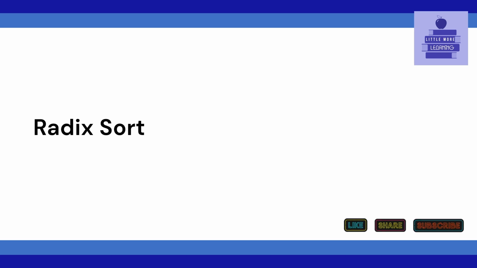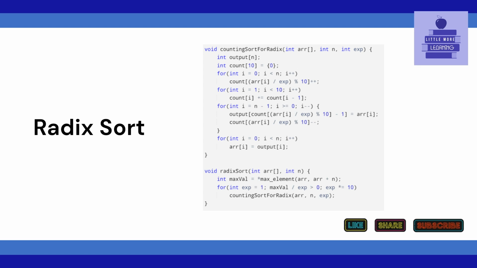Radix sort is another non-comparison-based algorithm, particularly useful for sorting integers or strings with fixed lengths. It sorts numbers digit by digit, starting from the least significant digit and moving to the most significant digit. It leverages counting sort as a subroutine. Radix sort processes each digit of the numbers, starting with the least significant digit. The counting sort for radix function is used to sort the numbers based on the current digit. This process is repeated for all digits, resulting in a sorted array. Radix sort has a time complexity of O(d * (n + k)), where d is the number of digits and k is the range of digits.